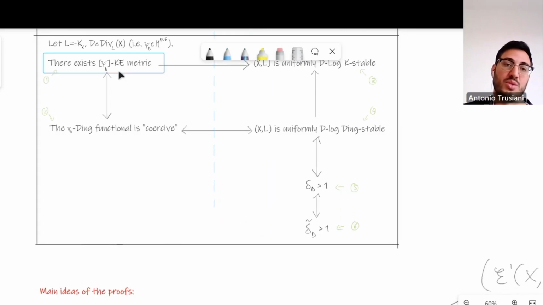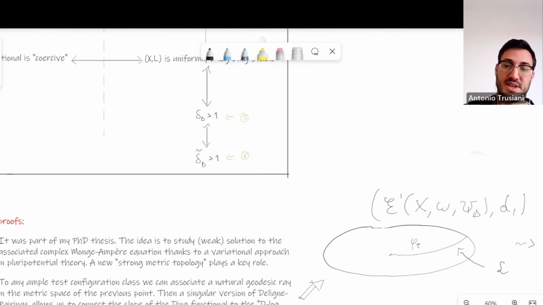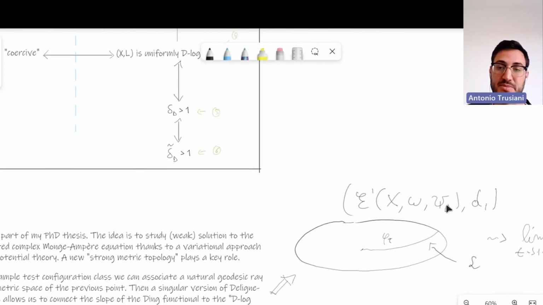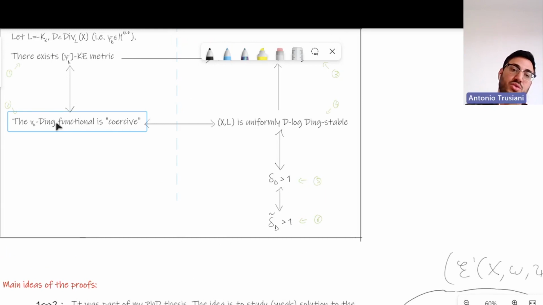metrics, so we perform a variational approach on a metric space that is called E1. So it's a space of finite energy functions, a space of singular metrics on minus K_X where the singularities are encoded by psi D. This is a complete geodesic metric space, and we can define a functional, the Ding functional, whose minimizers are exactly the Kähler metrics. So the point now is to prove that the existence of Kähler metrics is equivalent to coercivity of this Ding functional.